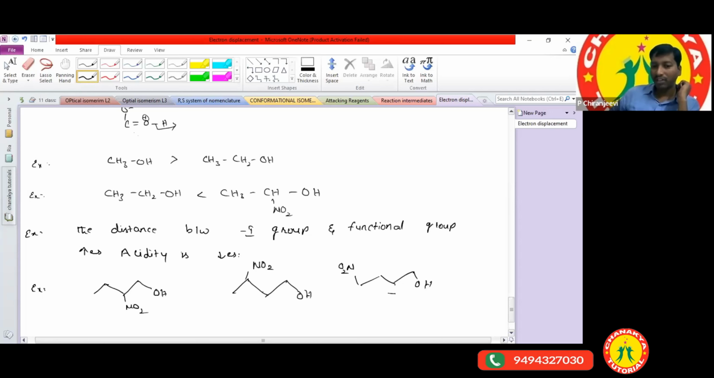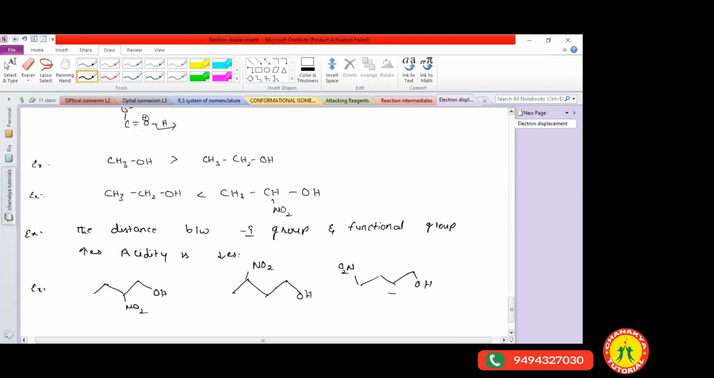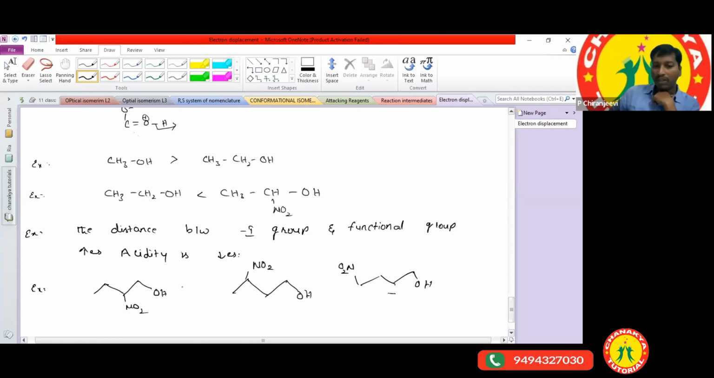See, here I have given three structures. Can you write the decreasing order of acidity? The last one is the least acidic and the first one is the most acidic. Very good. So the first one is more acidic, after that the second one, after that the last one. Why is the third one, the last one, weakly acidic? The distance between the OH group and the nitro group increases. If the nitro group acts as an electron withdrawing group, and the distance between the electron withdrawing group and the functional group increases, the acidic strength decreases. So now you got the clarity.